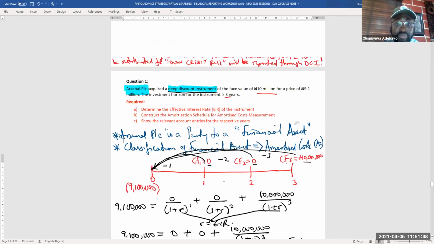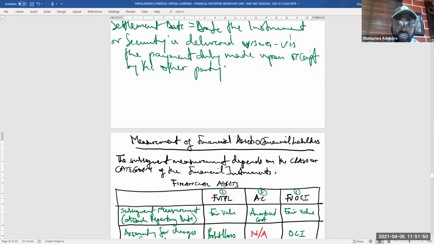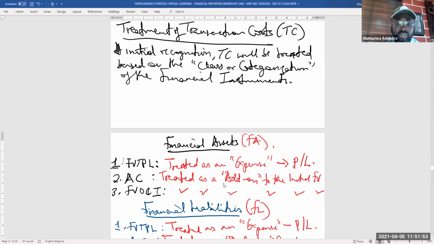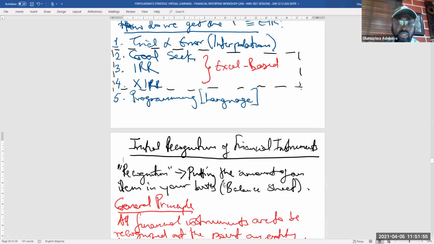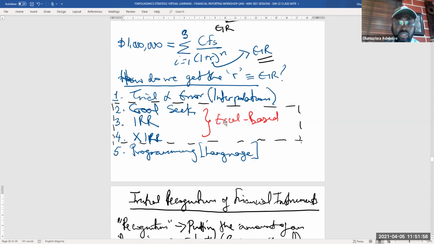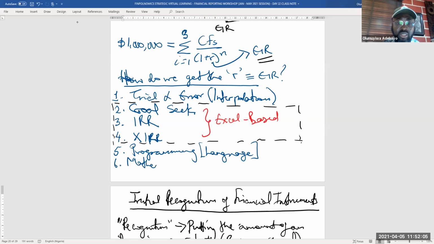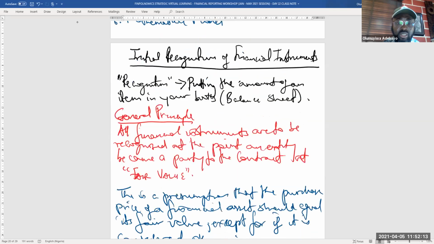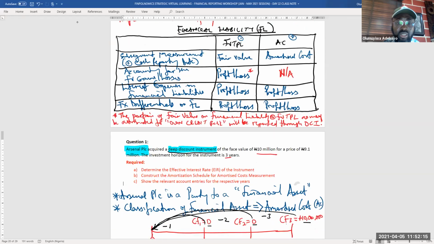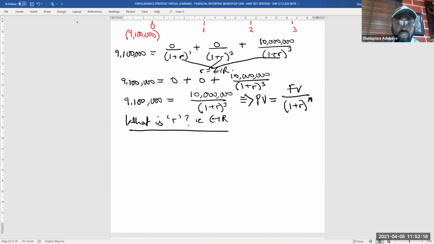Remember, I told you that you can determine your R, which is your effective rate, using various models. Okay, there's a model I omitted. We can use a mathematical model, which is the one I'll use now. A mathematical model uses mathematical formulas to solve for your R. And for this, it is simpler to solve for R because there are two extreme cash flows at different points.